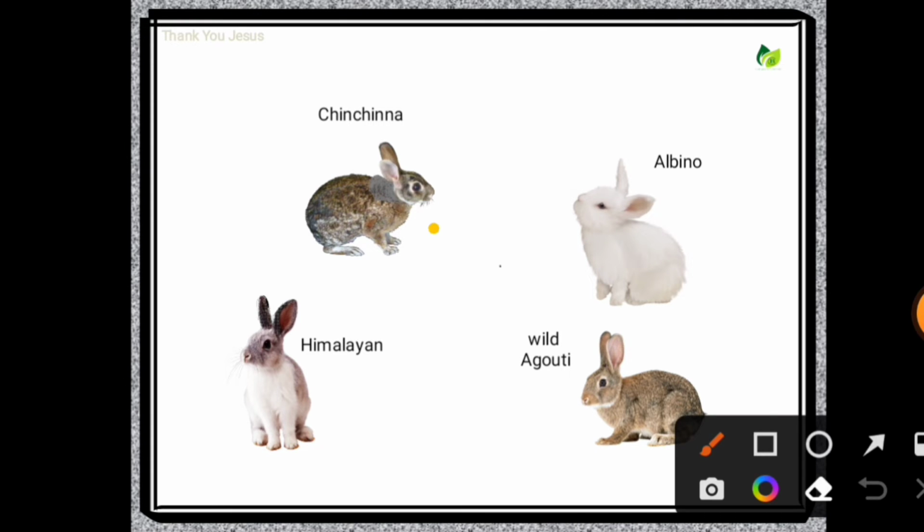So, ash coat color is present in chinchilla type of rabbits. This is albino type of rabbit. This is wild agouti type. So, this is also mutant Himalayan type. Okay.